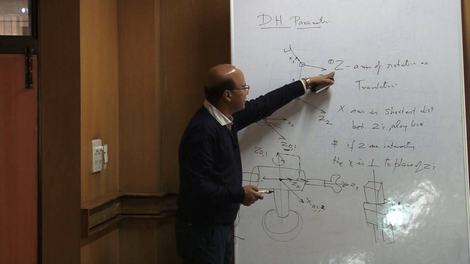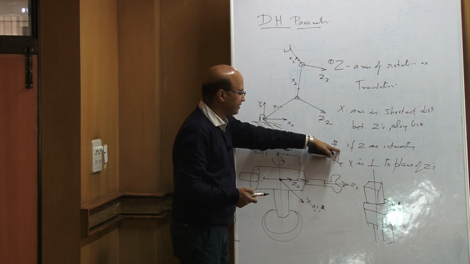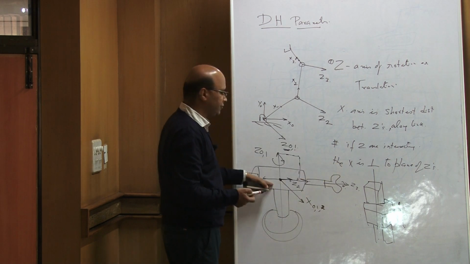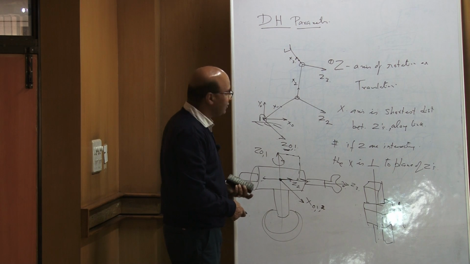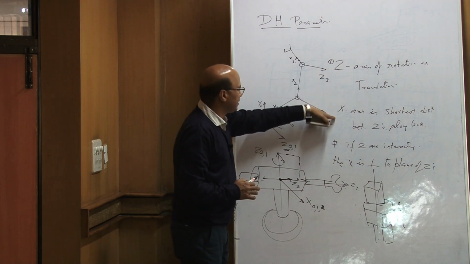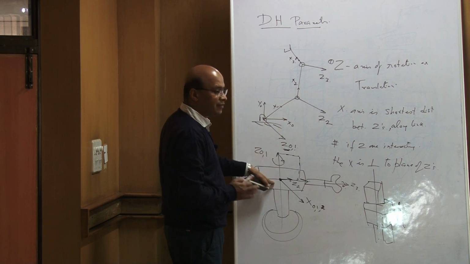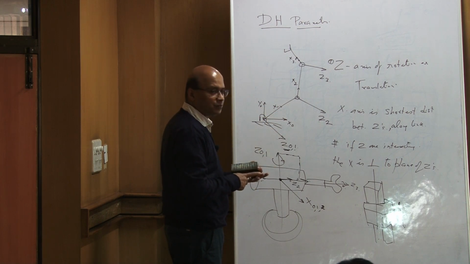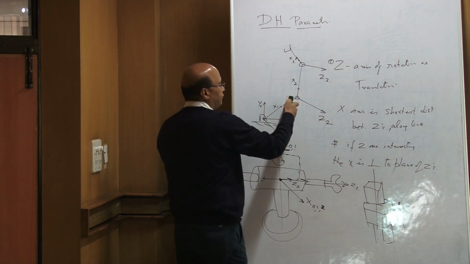So there are only two conditions. Z is the axis of translation or rotation. X is the shortest distance. If the z's are intersecting, then x is perpendicular to the plane of the z's. That's all. So only two conditions are there, and it will fall in either of them. So we assign our z-axis and our x-axis like this. This is for a revolute system. This is for a revolute and translating system. Just two. Now we want to go from one frame to another frame.